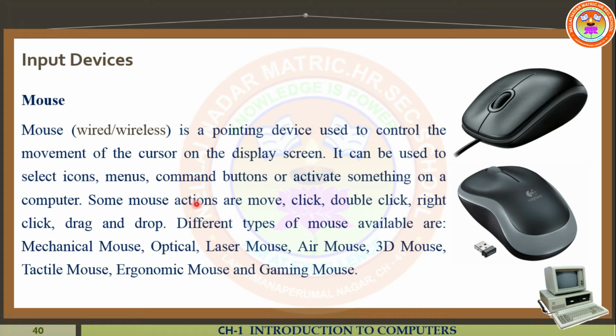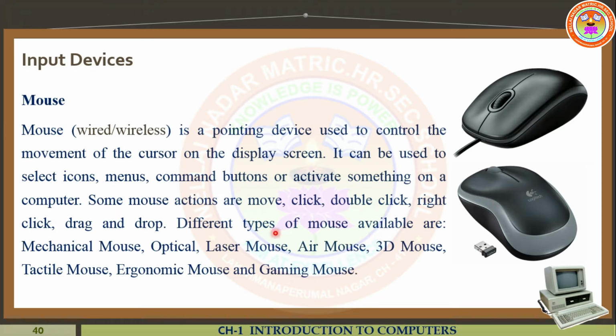The mouse actions are of different kinds. Many mouse actions are there: move, click, double click, right click, and drag and drop. These are the different mouse actions we do with the help of both wired and wireless mice. Different types of mice also exist.